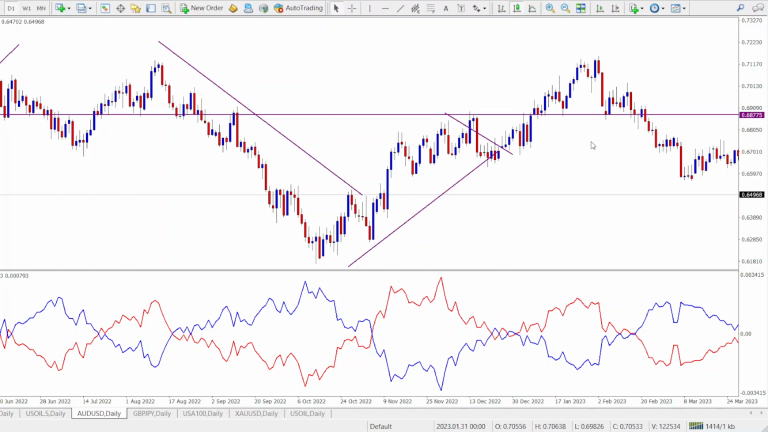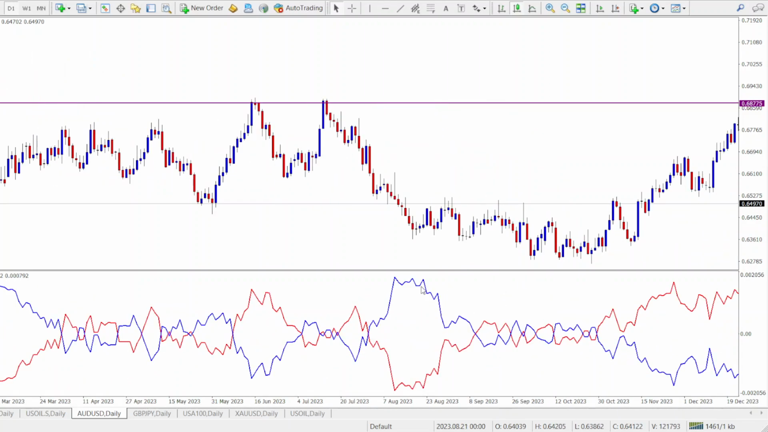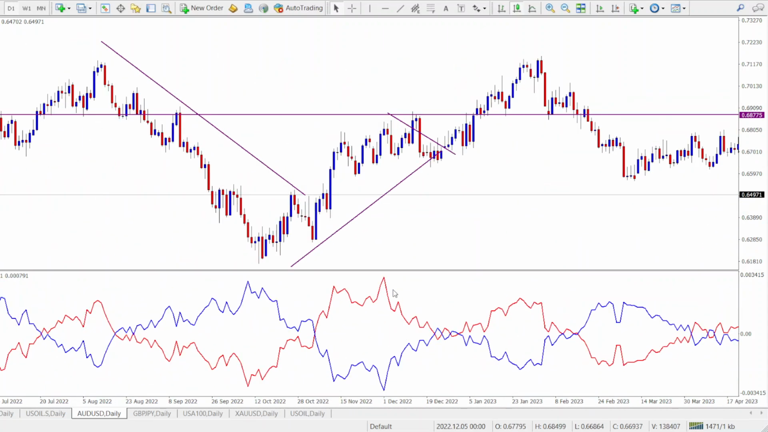You can target resistance zones, or you can wait for the MA mirror indicator to give you an exit signal, and the reverse signal is your exit signal. For example, the sell signal is your exit signal for a buy trade, and the buy signal is your exit signal for a sell trade. You can decide to exit that way as well, or you can use resistance levels to exit your buy trade. You can use support levels to exit your sell trade.